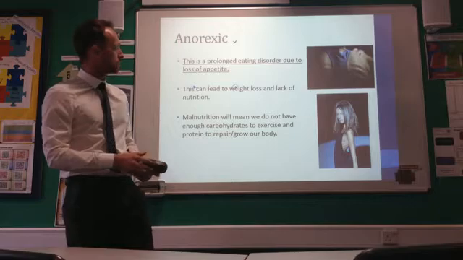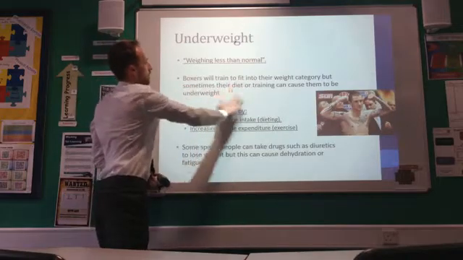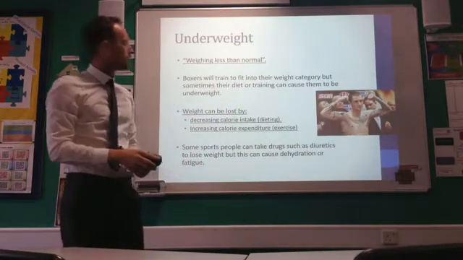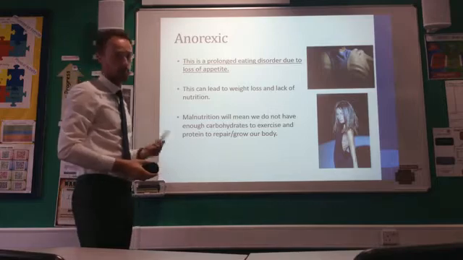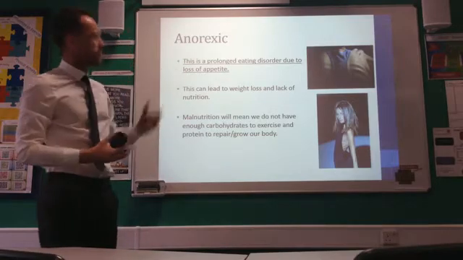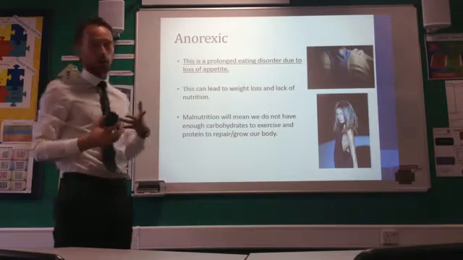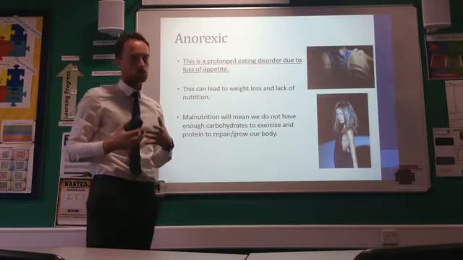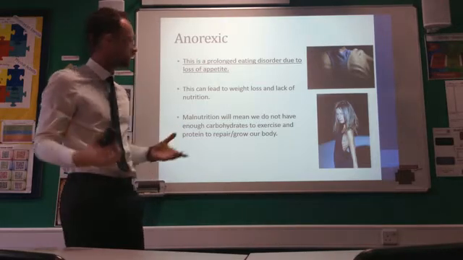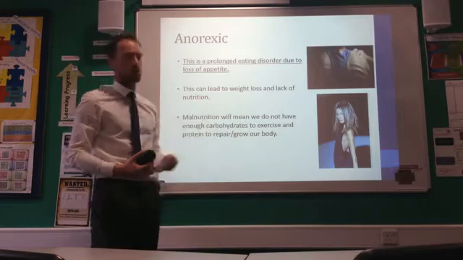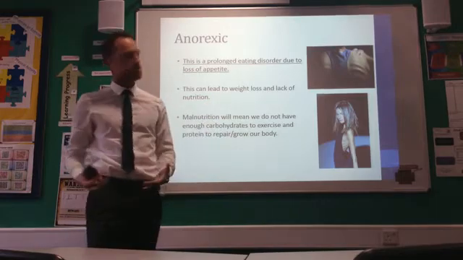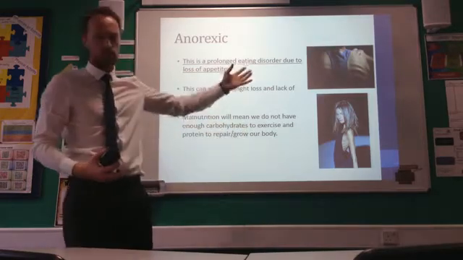So what we're doing now is we're looking in detail at the different weight-related conditions. The first one is being anorexic. And this is a prolonged eating disorder due to loss of appetite. So if you imagine somebody who doesn't really want to eat and they've been doing it for a long time, this is going to lead to lots of weight loss and a lack of nutrition. And the pictures here can illustrate that for you.